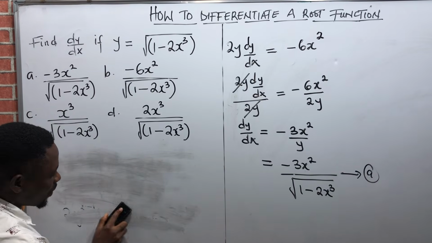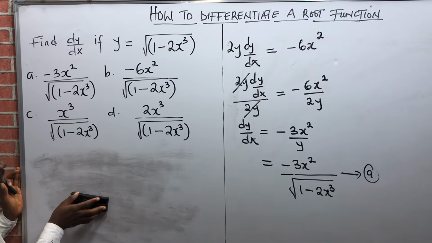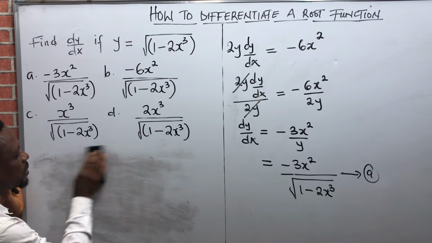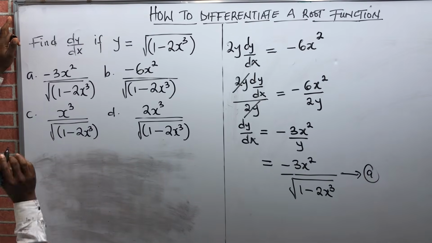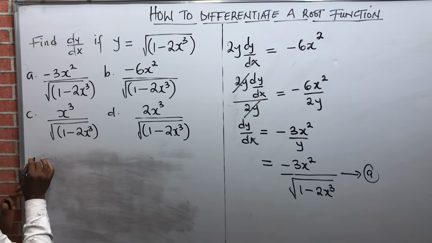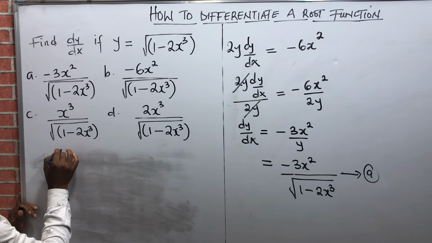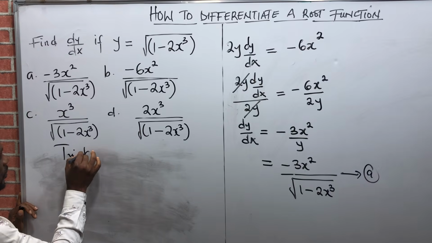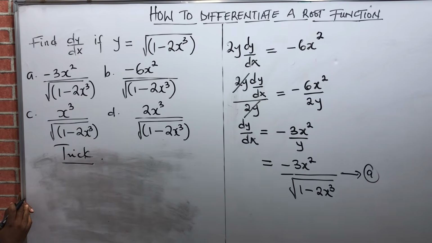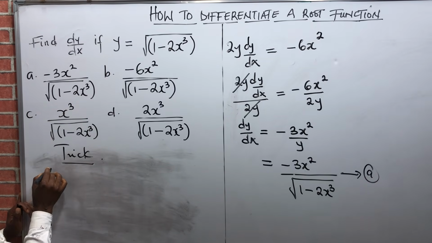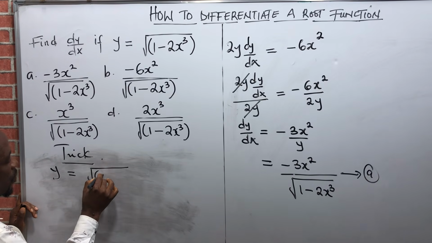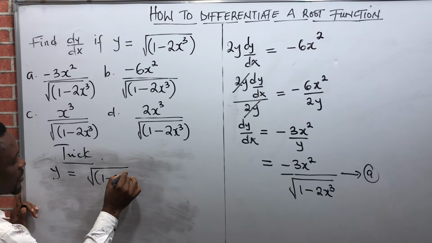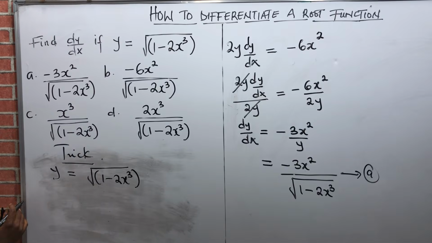So having known it now, what do we do? What is the way forward? I want you to watch. Now, the shortcut is this. The first thing you will do here, I say the trick now. We're going to use the trick to solve this now. We are given y as square root of 1 minus 2x all raised to the power of 3. Are you there now?